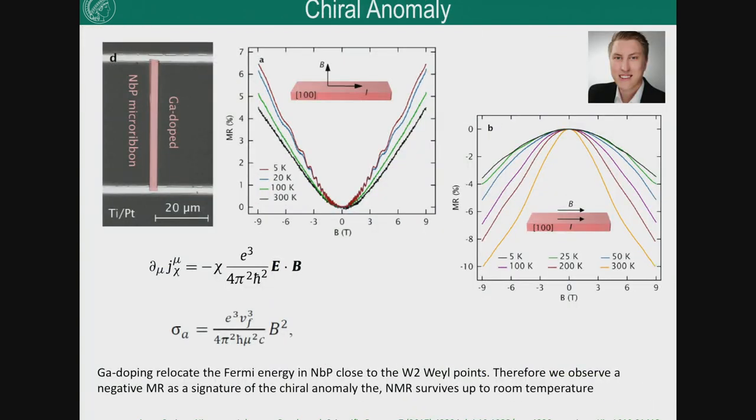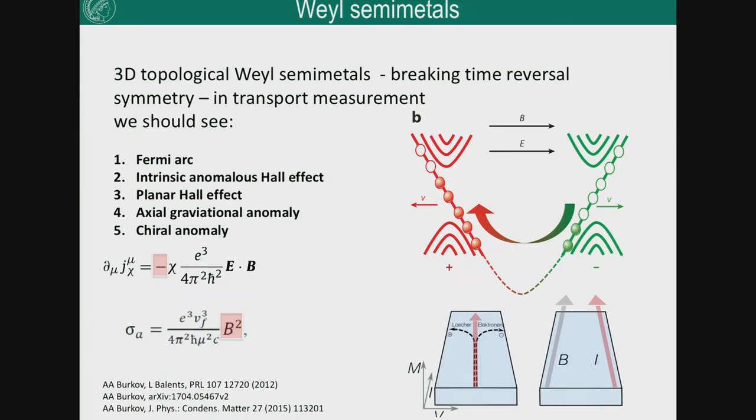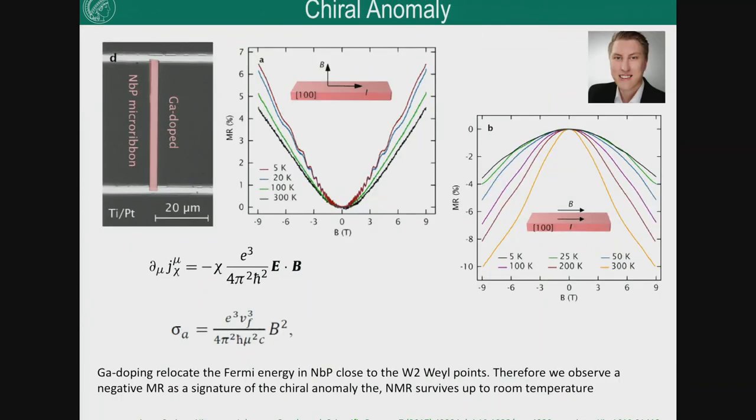Anyway, here are only the results, because otherwise I'm running out of time. So we did niobium phosphide in bulk. It doesn't show the chiral anomaly, but if we make these very nice nanoribbons, we just dope the Fermi energy to the right point accidentally. Sometimes accidentally is good. Then we measure the magnetoresistance, which means the resistance in a magnetic field. As I said, the prediction was there should be a positive magnetoresistance if the B field is not parallel, and a negative one if the B field is parallel, and it should follow this B-square behavior. And this is indeed what you see.